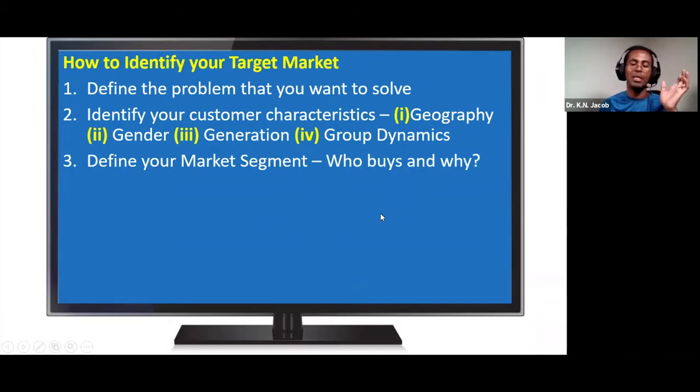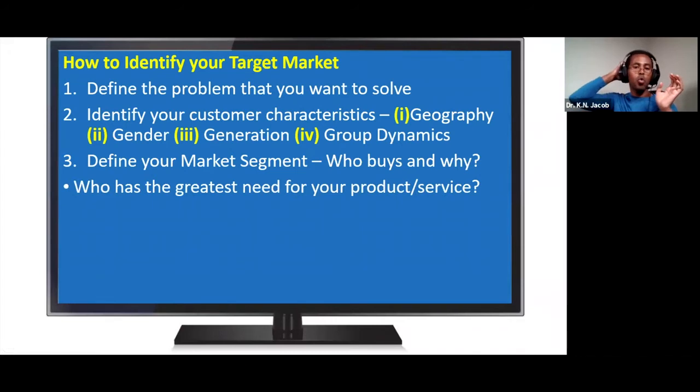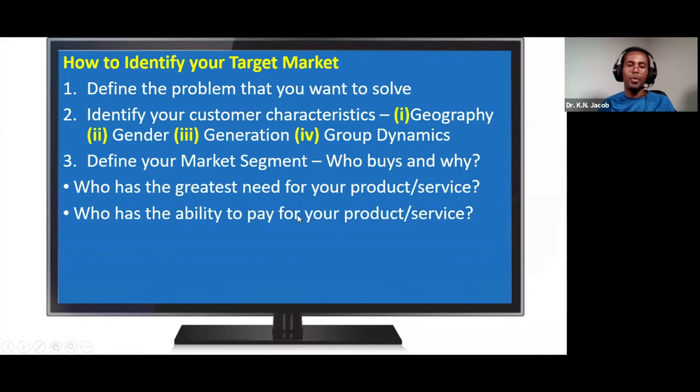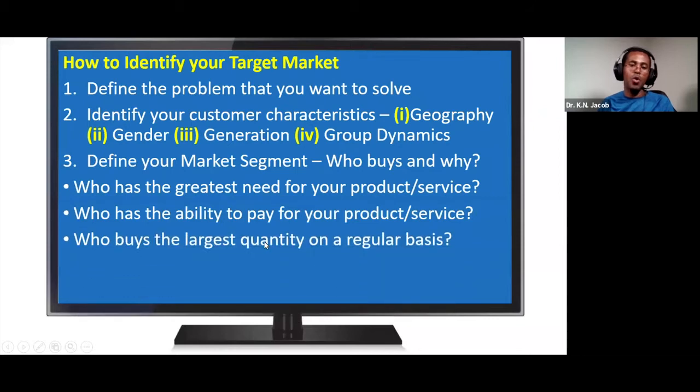Define your market segment. And the real question is this: who buys and why do they buy? Who buys your product and why do they buy? In other words, you have to tell us, who has the greatest need for your product or service? What is their need? What makes them come to you? Number 2, who has the ability to pay for your product or service? Number 3, who buys the largest quantity on a regular basis? Number 4, where is your customer located?